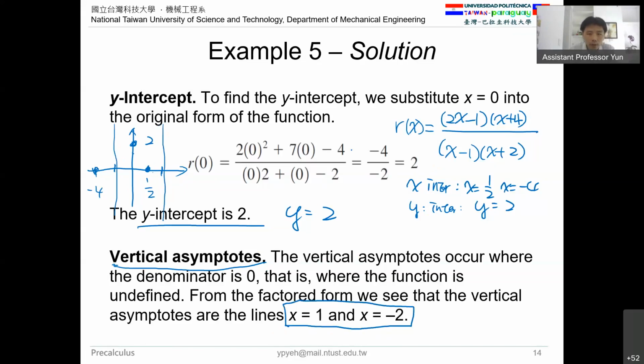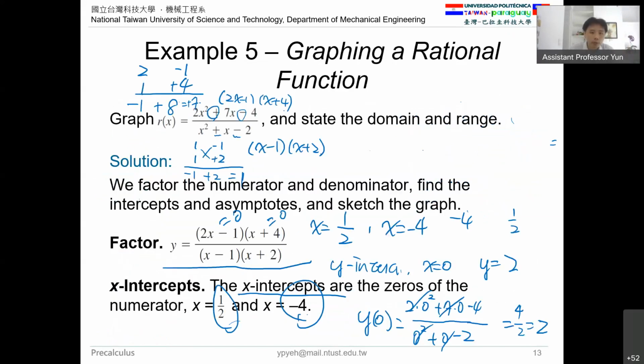And regarding the horizontal asymptotes, okay, the horizontal asymptote is defined from the degrees of the numerator and the denominator, right? So since we learned the function shown here, you can see that n is equal to 2 and m is equal to 2 as well. So they have the same degree.